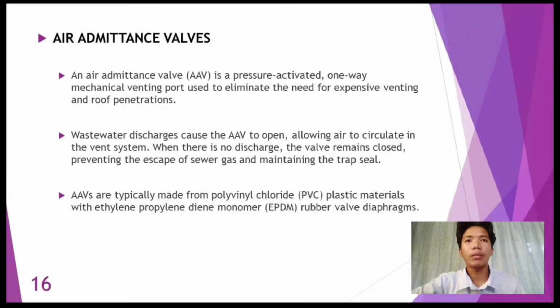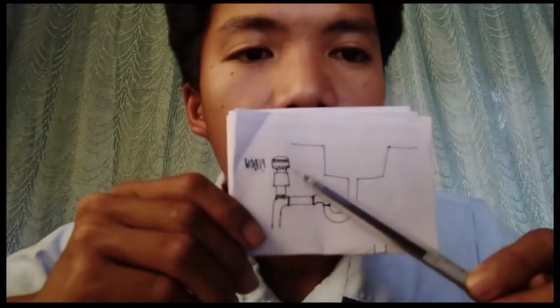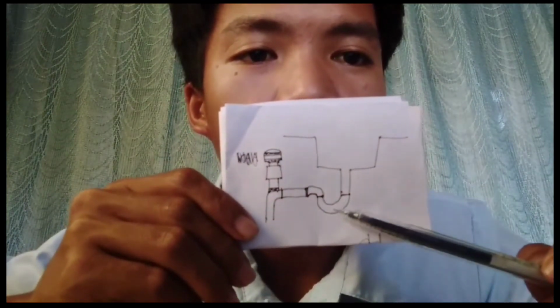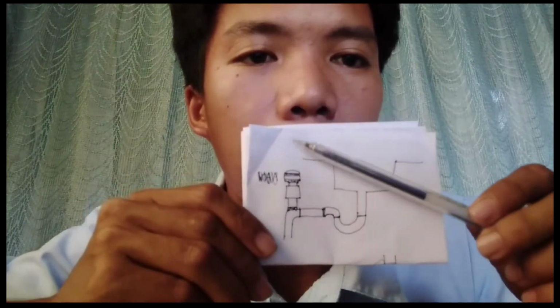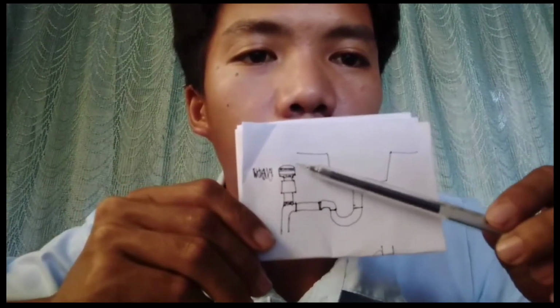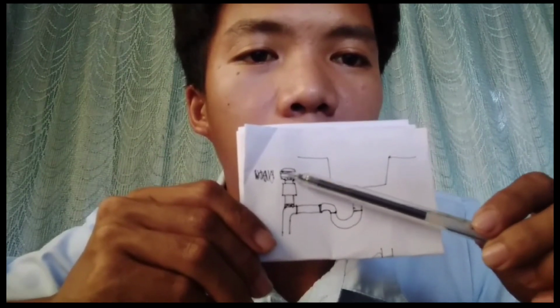So, next is air admittance valves. An air admittance valve or AAV is a pressure-activated one-way mechanical venting port used to eliminate the need for expensive venting and roof penetration. So, air admittance valve, parang branch lang din siya ng venting. So, ang itsura niya ganito. Ayan o. Ito yung halimbawa yung lababo natin. So, ito yung stock. Yung pipes yan. Imbis na gumamit ka ng mahabang pipe pataas sa bubong mo, gagamit ka na lang nito para mas makatipid ka.